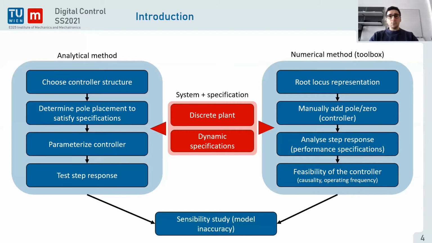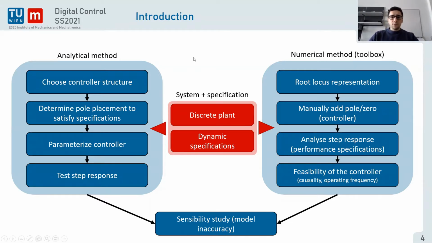And in the last part, we're just going to have a quick look at a sensitivity study for model inaccuracy. So if one pole of the system is shifted a little bit, how will the closed loop poles change, basically? And the question is, is my system going to stay stable?